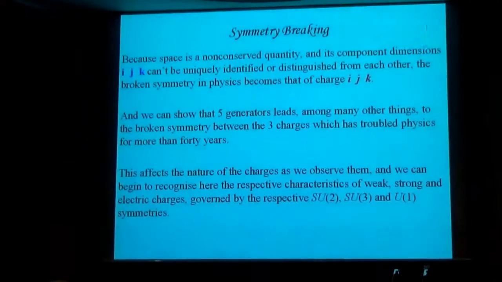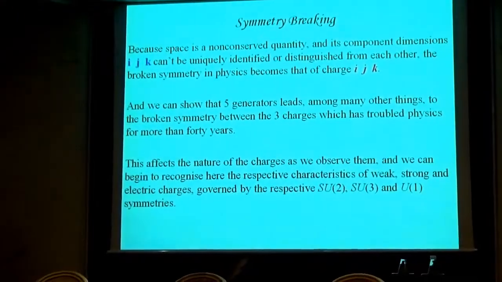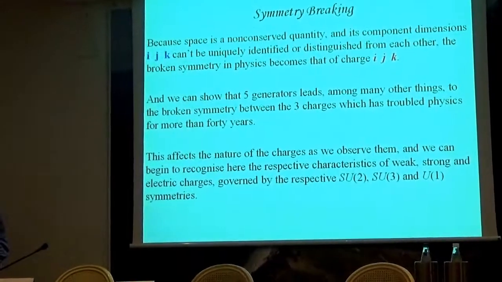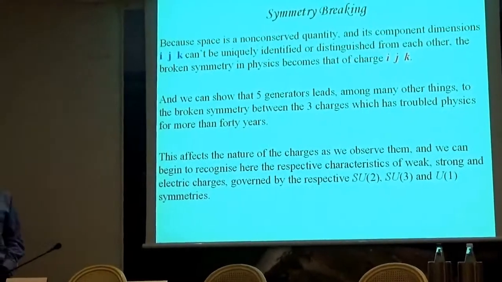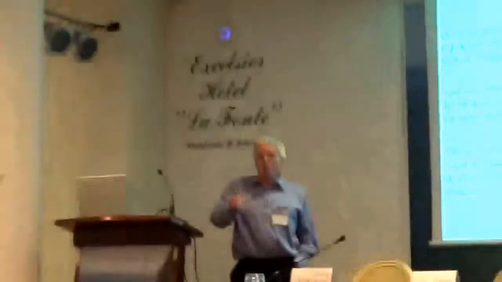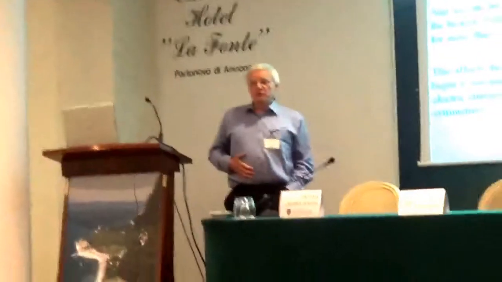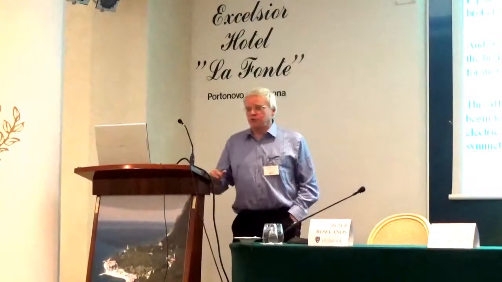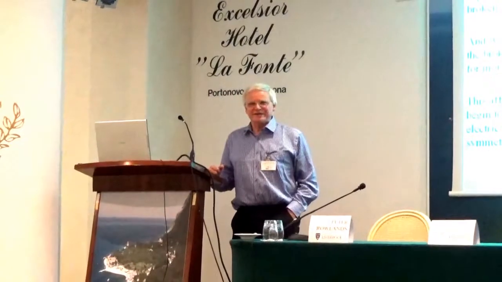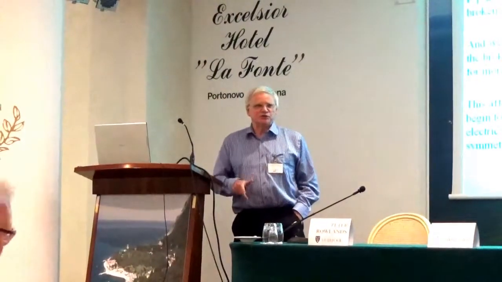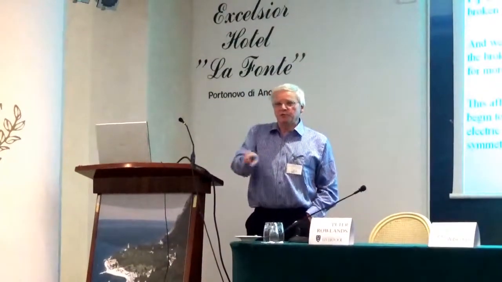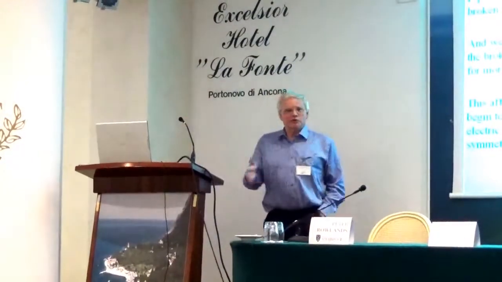Now, space is a non-conserved quantity. And if it's a non-conserved quantity, we must retain its rotation symmetry, because that is a fundamental property of non-conserved quantities. We can't pick out one axis rather than any other, because it's not conserved. However, charge is a conserved quantity, so we can break the symmetry of its axes. And in fact, we must, because if we didn't, we wouldn't be able to pick out one from the other. They would be just like space.